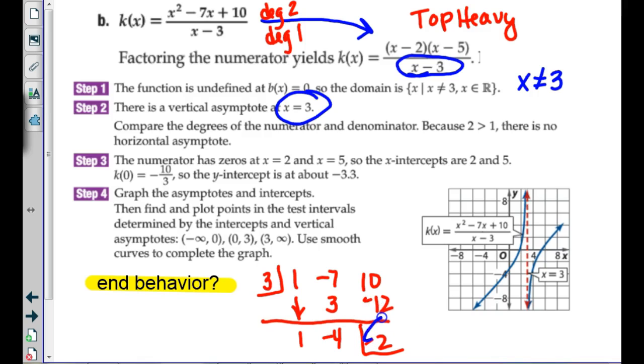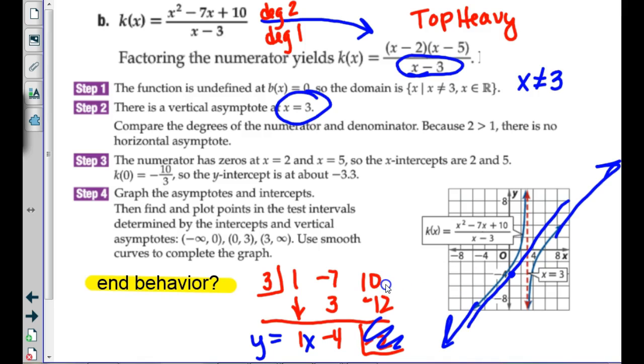The good news is we get to ignore the remainder. So what is this end behavior equation? y equals x minus 4. Here's negative 4, up 1 over 1 would give us this equation. You understand that this is what the graph is approaching? The further this way you go and the further this way you go, it's getting closer and closer to that line, which is called an oblique asymptote.